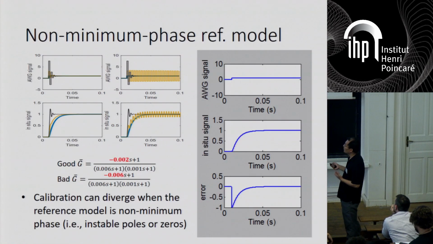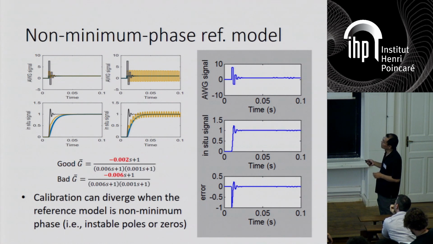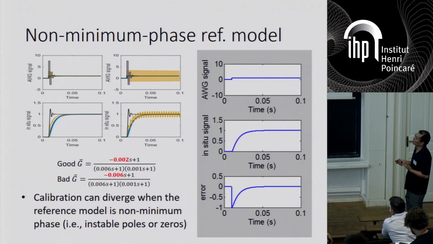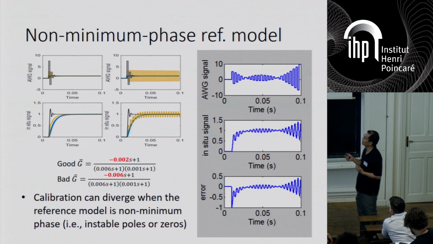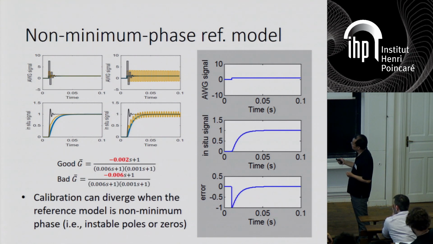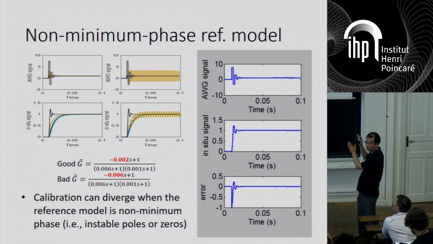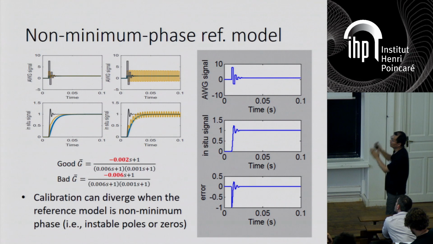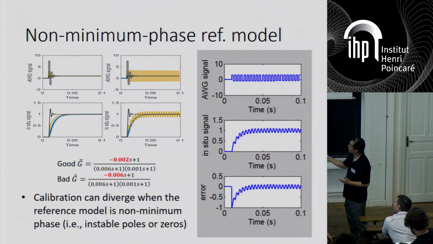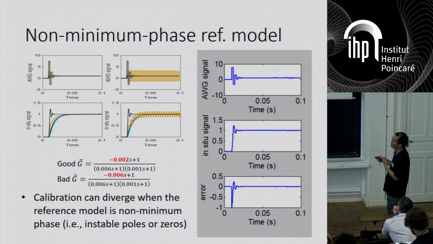But sometimes you have to be careful, because if you happen to use some kind of model which we call a non-minimum phase model, as it is called in classical control engineering. Non-minimum phase means that your transfer function has some poles or some zeros in the right half of the complex plane, meaning that the pole or the zero is unstable. If you have this kind of reference model, then you have to be careful.